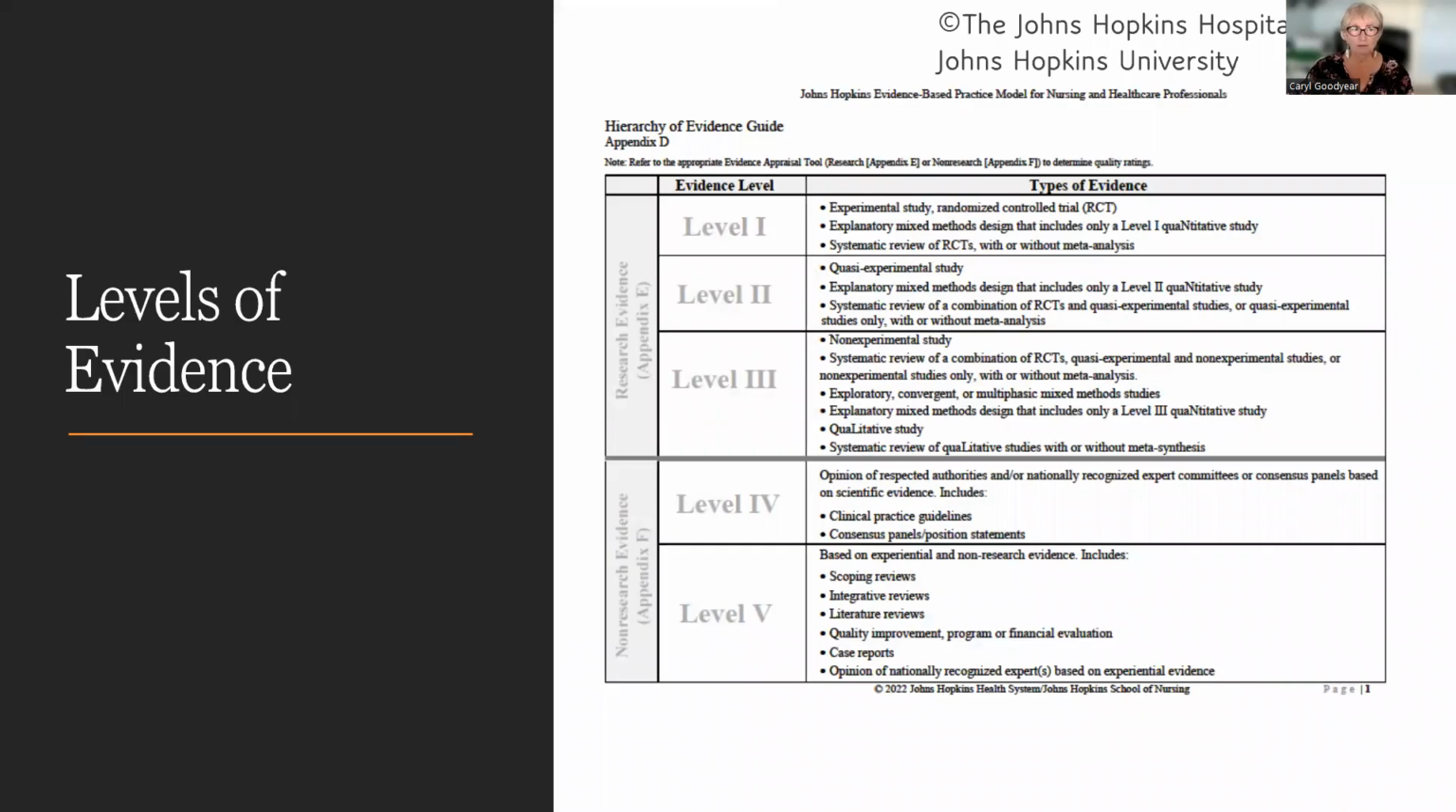There are 5 levels. 1 through 3 are research levels of evidence that Johns Hopkins recognizes. Level 4 and 5 are non-research levels of evidence. For Appendix E, you will be using any kind of article that matches the description of a level 1, 2, or 3. So those two go together, Appendix E and any level 1, 2, or 3 research study.